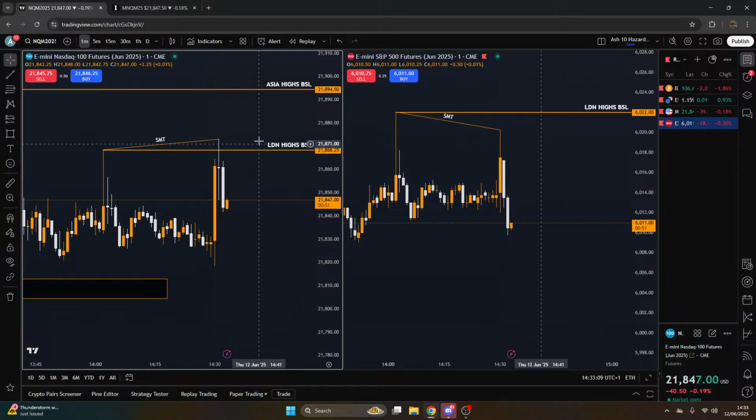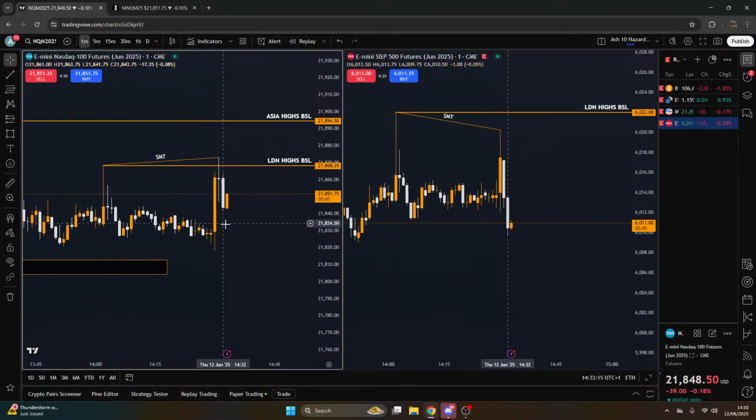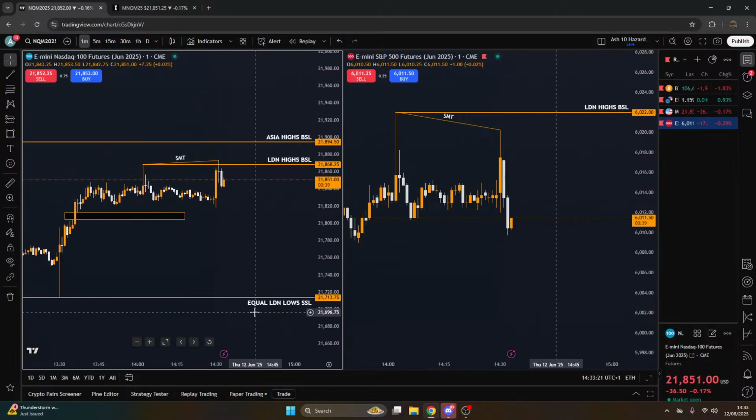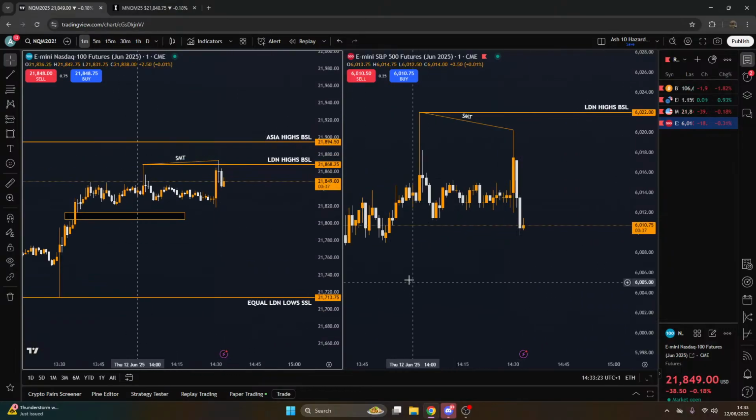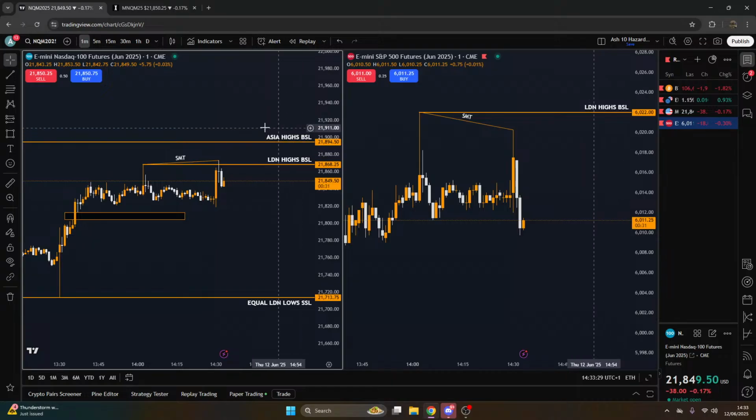So at the moment, we've taken out London highs, so we have a bearish bias, which is also in line with our daily bias, which is also bearish. So if we were to take shorts, it is a high probability trade. But if we came down now and took out equal London lows, our bias would then switch to bullish because we'd then be targeting Asia highs or buy side liquidity up here.